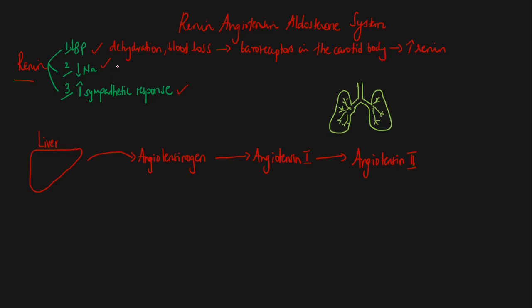Low amounts of sodium in the blood is detected by a group of cells known as the macula densa cells, and these are present in the distal part of the loop of Henle of the nephron, and this, in combination with the juxtaglomerular cells, will cause an increase in renin production. Bear in mind that the macula densa and the juxtaglomerular cells together form what is known as the juxtaglomerular apparatus. Okay?